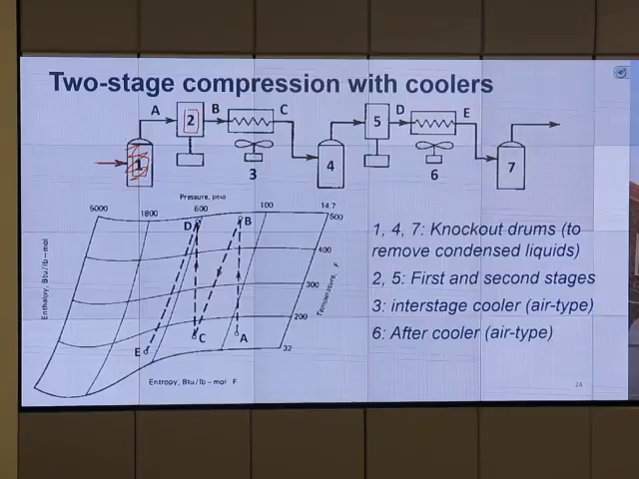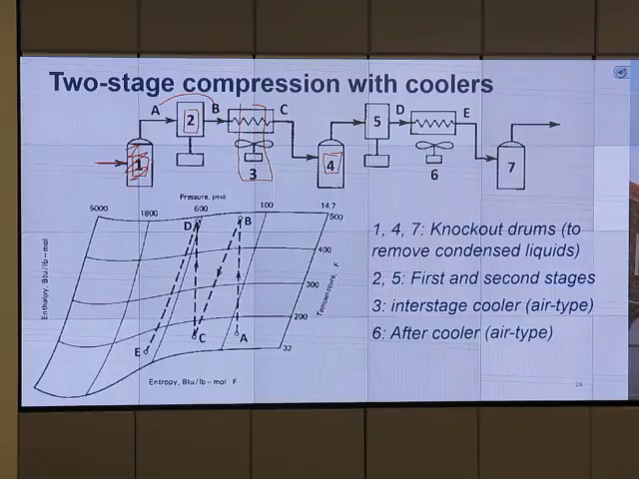Compressor. So we increase the pressure from A to B. After we compress, then we cool it down. Number 3 is the interstage cooler. Okay, number 3, we cool it down. Once we cool it down, some liquid will condense, so we have to scrub it again. Number 4 is a separator or scrubber to remove any liquid droplet.